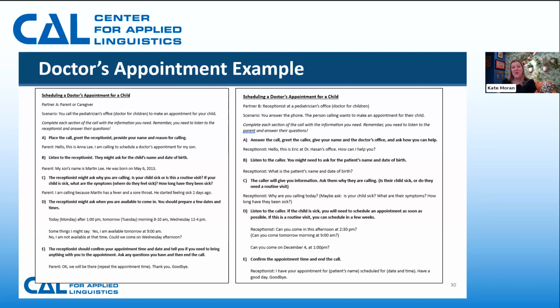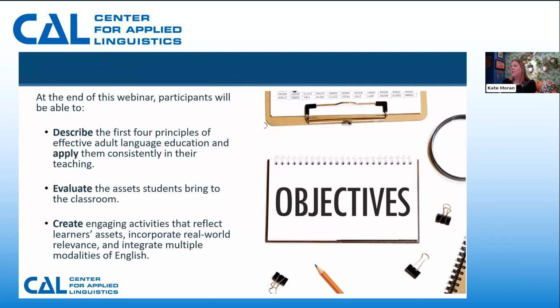All right, so this is our last activity that we are talking about for Principle 4. So I'm going to turn it over to Matilda to talk about our objectives. Yes, so we're wrapping up the webinar. So let's review our objectives.